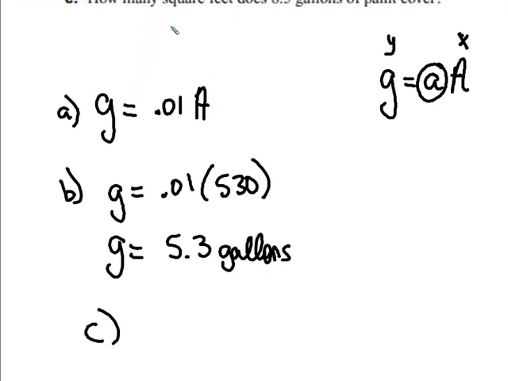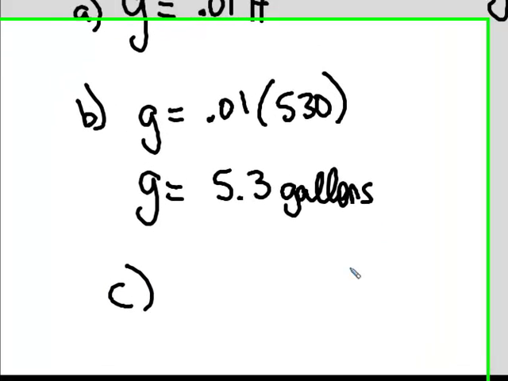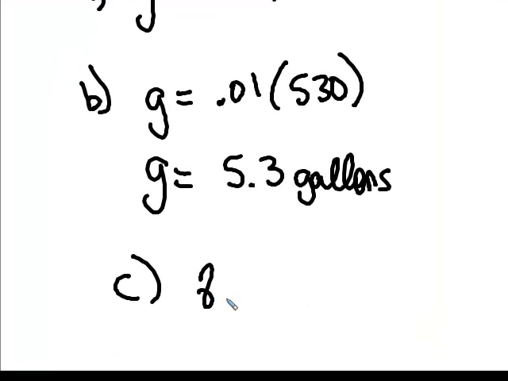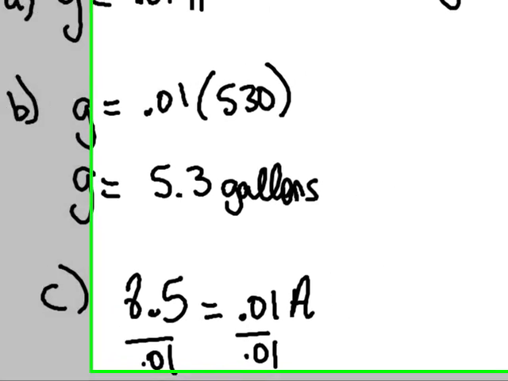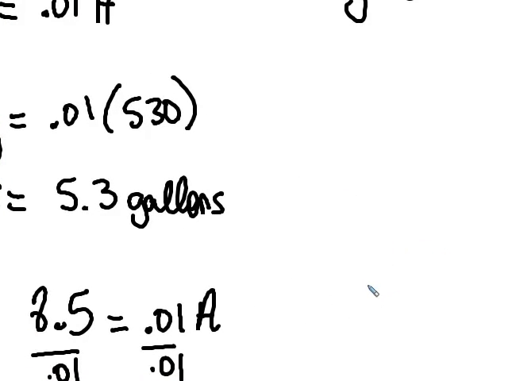In part C, how many square feet does 8.5 gallons cover? So now 8.5 is the gallons, equals 1/100th times the area. So I'll divide by 1/100th, and 8.5 divided by 1/100th is 850. And this is in square feet.